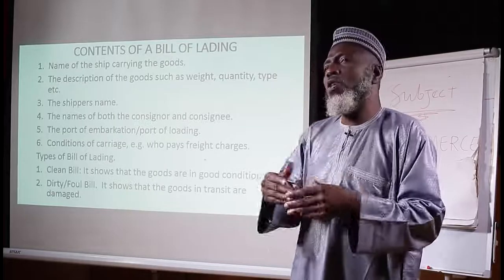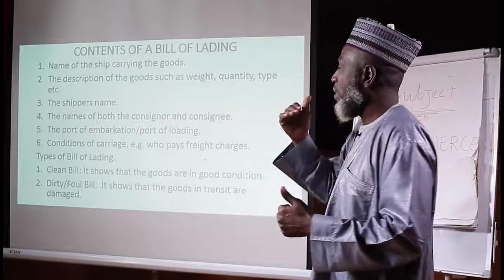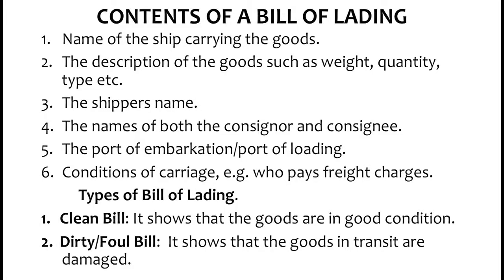Then there are types of bill of lading. We have the clean bill and what is known as the dirty or foul bill. A clean bill shows that the goods to be shipped are in good condition. Nothing happened, there's nothing like damage. Whereas the other one talks about where the goods have faults, where they are destroyed, where they are damaged as a result of transit.